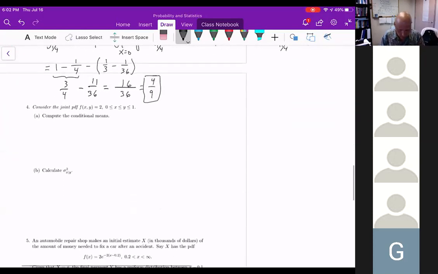So then we've got problem 4. And problem 4 is giving us a distribution that we've seen before. Again, we're just doing different stuff with it. And so here we want to compute the conditional means, which means we want the expected value of x given y, and we want the expected value of y given x. And we're not given any explicit values to let x or y be. So you are going to have an x in one answer and a y in the other. So let's go ahead and see what we get.